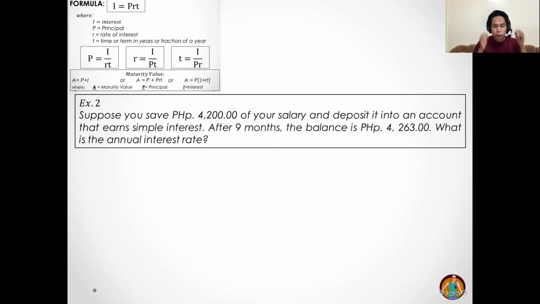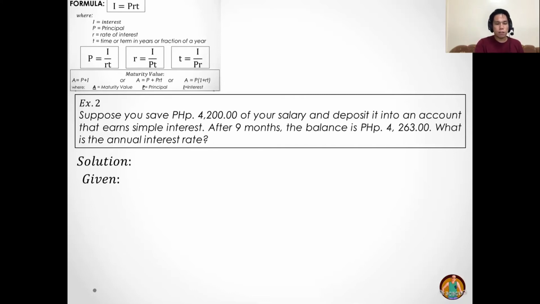So let's have another example. Suppose you save 4,200 of your salary and deposit it into an account that earns simple interest. After 9 months, the balance is 4,263. What is the annual interest? Wow, given na yung ating maturity value. Okay, so let's find the solution.